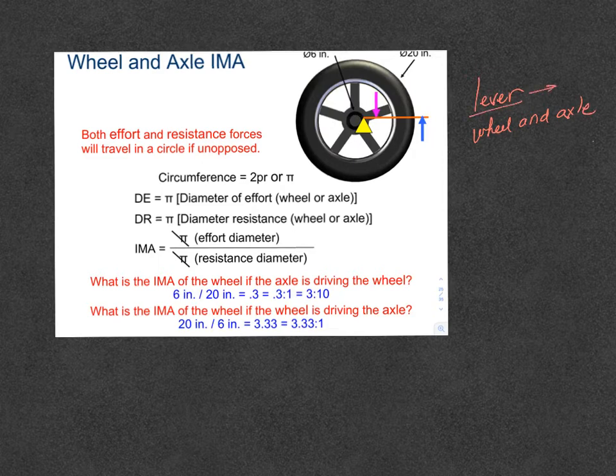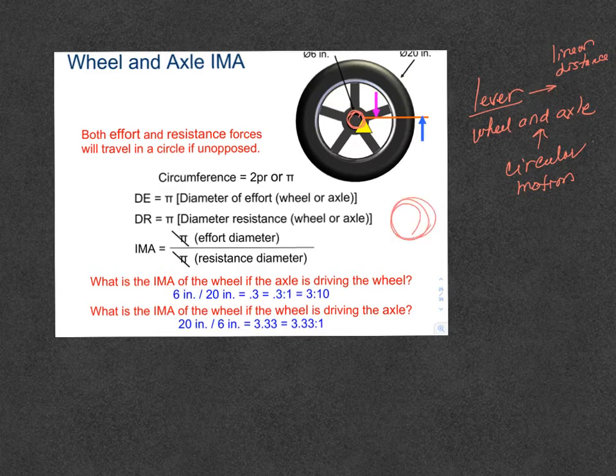Now, what is the difference between a lever and a wheel and axle? In the lever they're talking about linear distance, and in wheel and axle they're talking about circular motion. If the shaft is moving, you know it's going to be following a circular pathway.